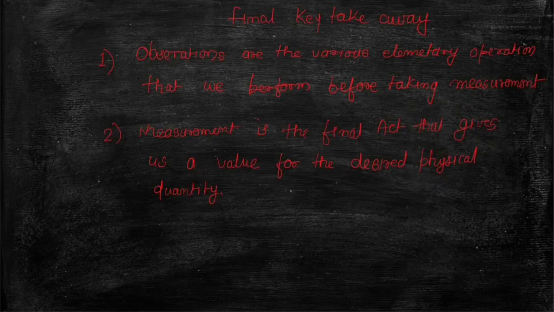So the final key takeaway from this lecture is that observations are the various elementary operations that we perform before taking a measurement. And measurement is the final act that gives us a value for the desired physical quantity. In the previous example of distance measurement, the physical quantity was the distance between A and B, and the value is 19.89 meter, for example.